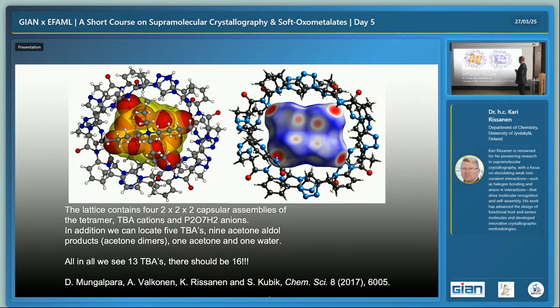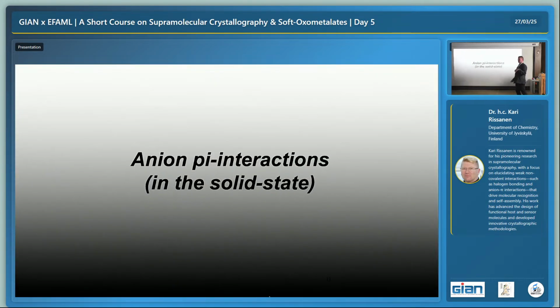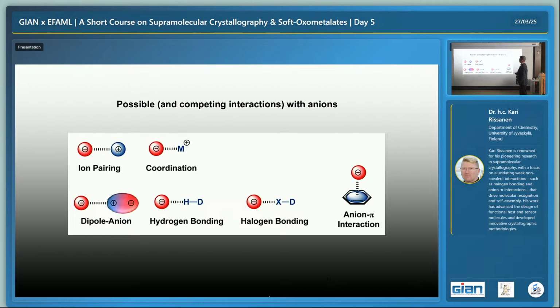And then the idea was published in Chemical Science about 7 years ago. What you can do with this is look at interactions. One we discussed already yesterday is anion-pi interaction, in the solid state. Anion-pi interaction is a bit controversial. And then there are possible competing interactions with the anion. So ion pairing, because when we have an anion, there has to be a cation.